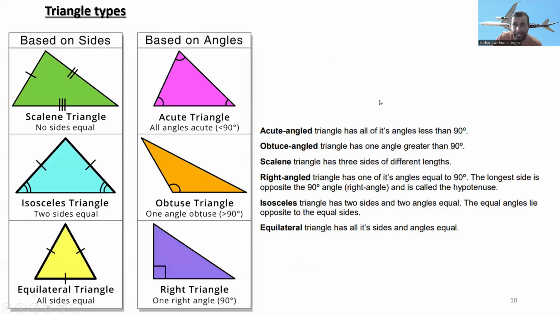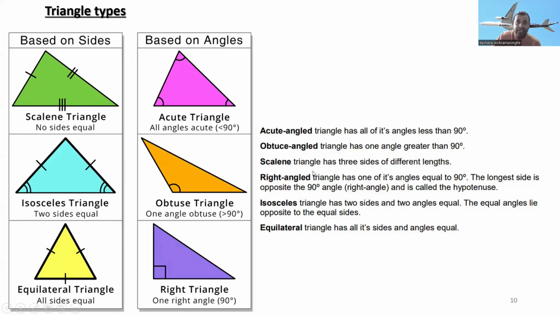There are many triangle types. You can see the acute angle triangle, which has all of its angles less than 90 degrees. And the obtuse angle triangle has one angle greater than 90 degrees: two angles are less than 90 degrees and one angle is greater than 90 degrees.